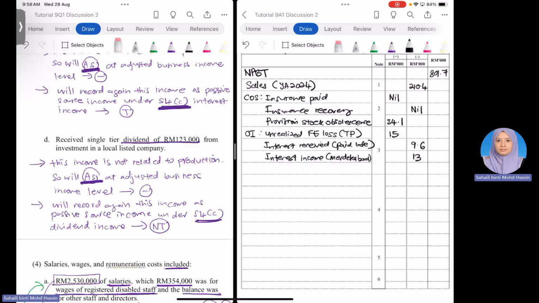Okay, at the adjusted business income level, dividend income will be assessed separately. We have to take out the amount from the total of net profit before taxation, and you will record again in the section 4 subsection C together with the interest. So these three items, you will record again in the section 4 subsection C.